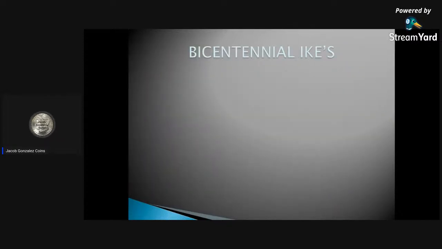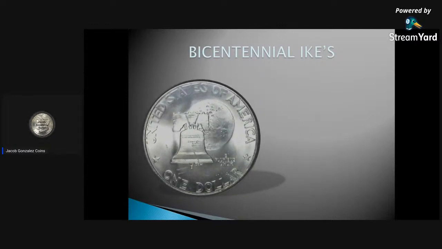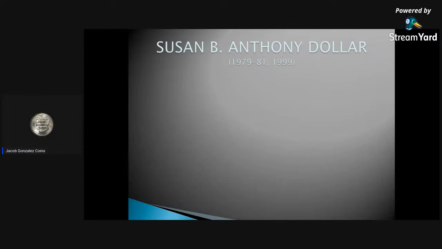The Bicentennial Ikes. So here's the Bicentennial Eisenhower. To celebrate America's bicentennial in 1976, the U.S. Mint changed the reverse to show the old Liberty Bell and the moon. This shows how far America has advanced in only 200 years, guys. From just starting off in a revolution to become a country and all the way to the moon. Isn't that just amazing?